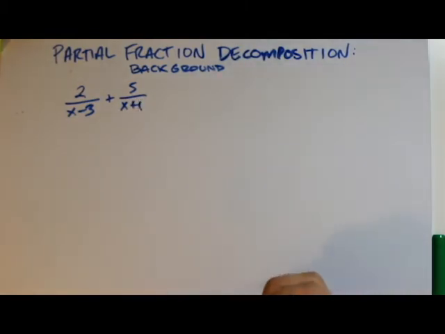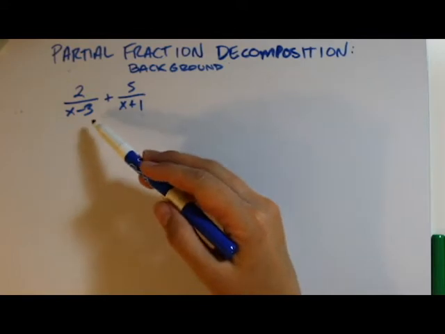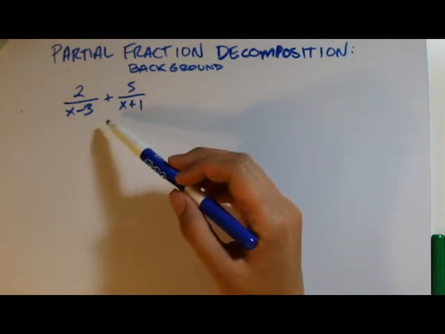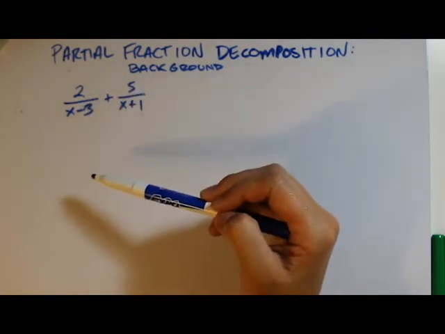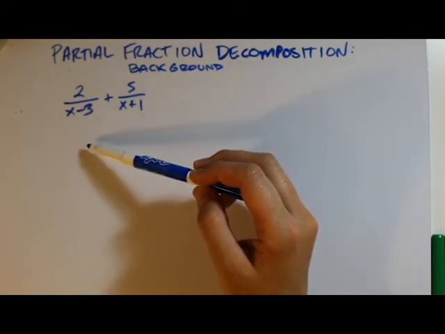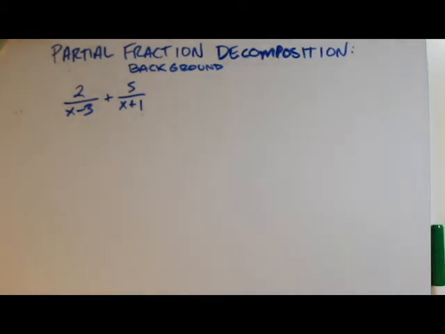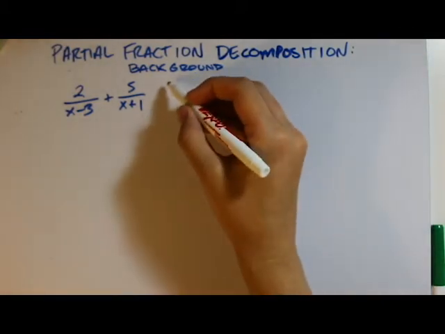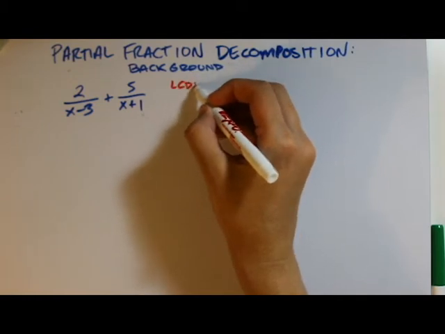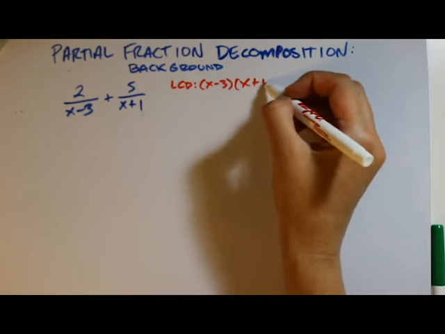and if you were to try to add this right away, hopefully you would recognize that they don't have the same denominator, these two fractions, or rational expressions. And so you need an LCD, or least common denominator, as your first step in order to add these two fractions. Okay, so hopefully you'd recognize with just a little bit of observation that the LCD here is going to be x minus 3 times x plus 1.